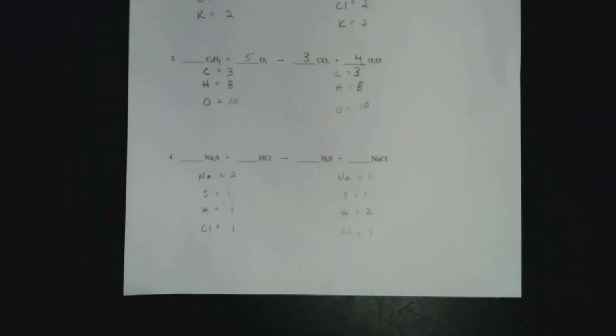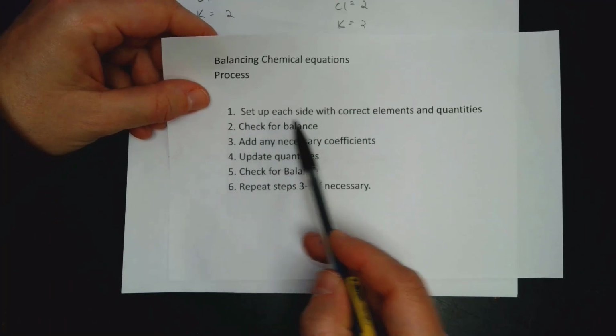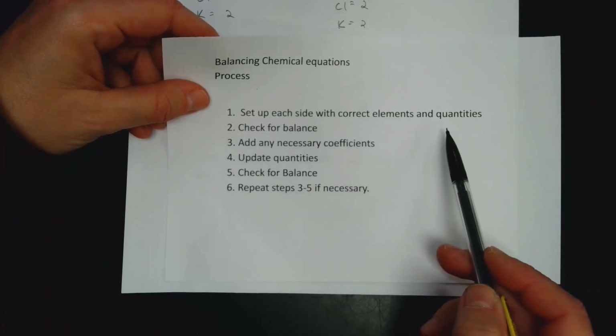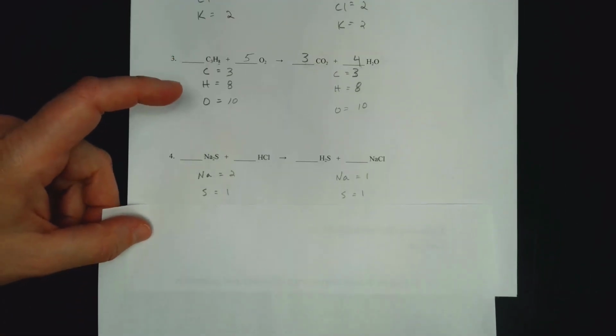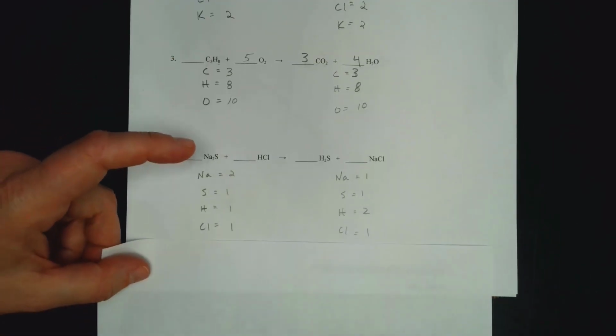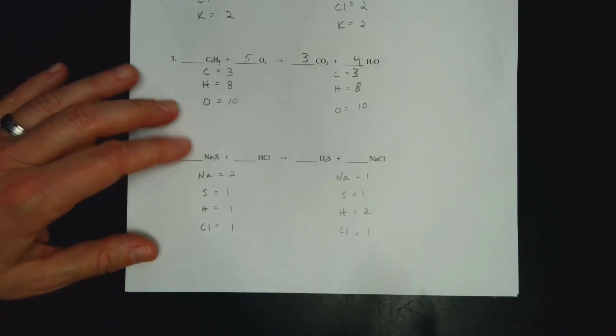So we've set everything up. We have completed step 1. We set up each side with the correct elements and quantities, and now it's time to check for balance. My sodiums are not balanced, my sulfurs are, my hydrogens are not, my chlorines are.